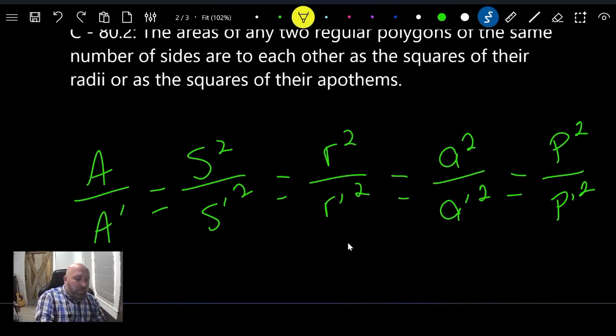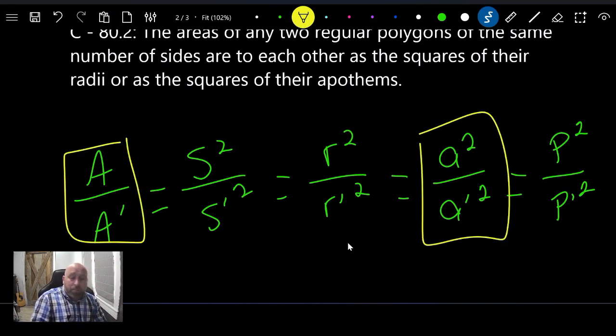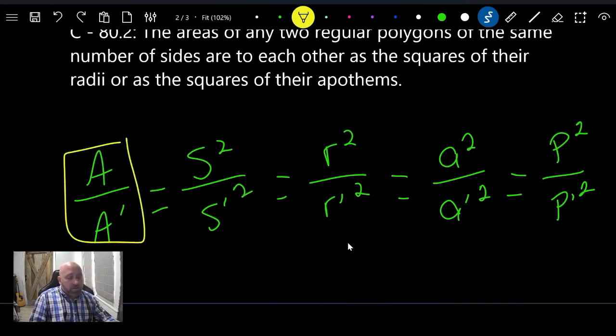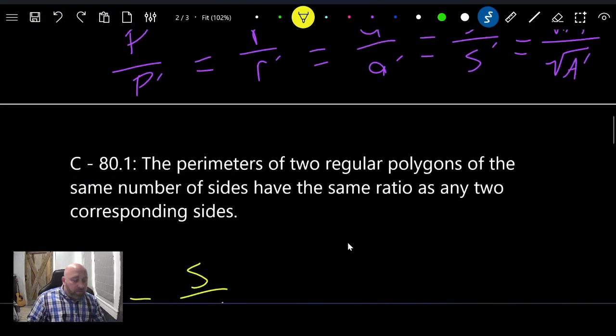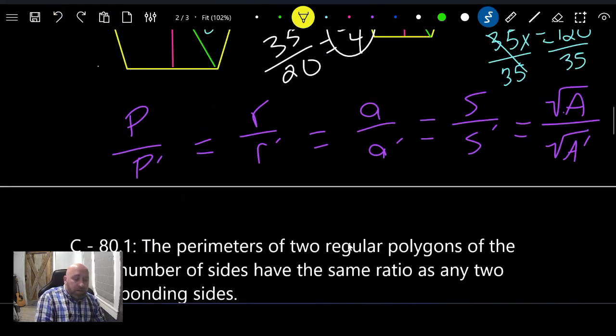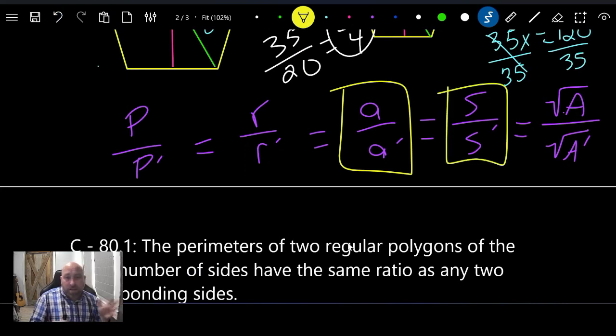Sometimes they're going to give you the area and you have to find the apothem. Sometimes they're going to give you the apothem and you have to find the side. Anywhere in that is a possibility that they could make you connect one to another.